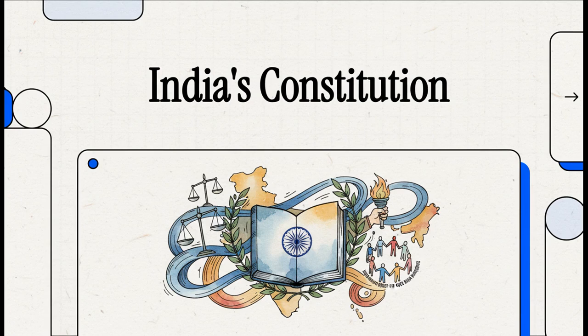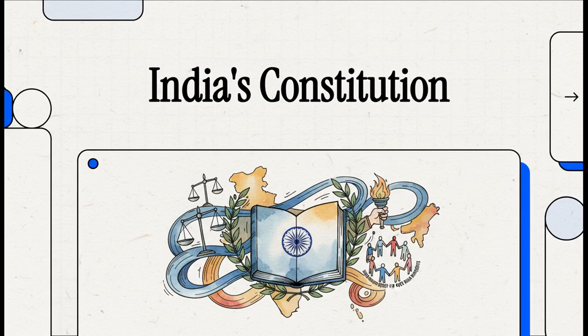Welcome. In this explainer, we're going to unpack one of the most important documents in the world, the Constitution of India. Now, this is so much more than just a dry, legal text. It's really the blueprint for a nation and a powerful promise of human rights for over 1 billion people.